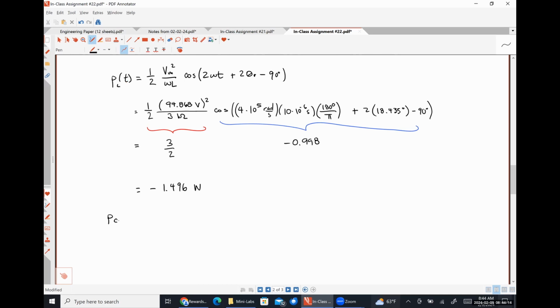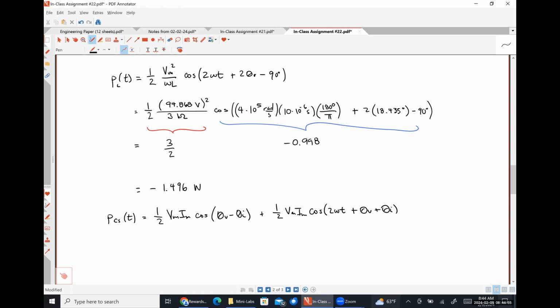So for our current source, we have to use our generic equation because it's not a resistor or a capacitor or an inductor. So our generic equation is 1/2 Vm Im cosine(theta V minus theta I) plus 1/2 Vm Im cosine(2 omega t plus theta V plus theta I).